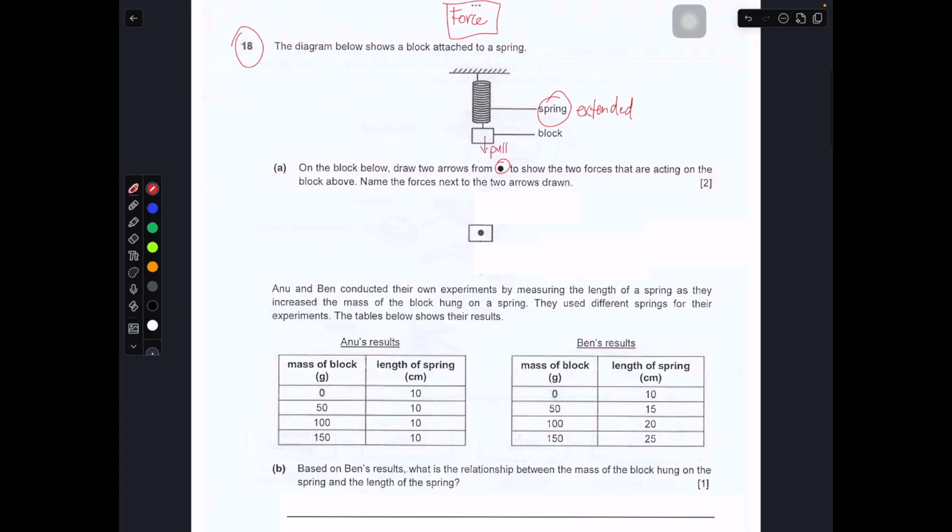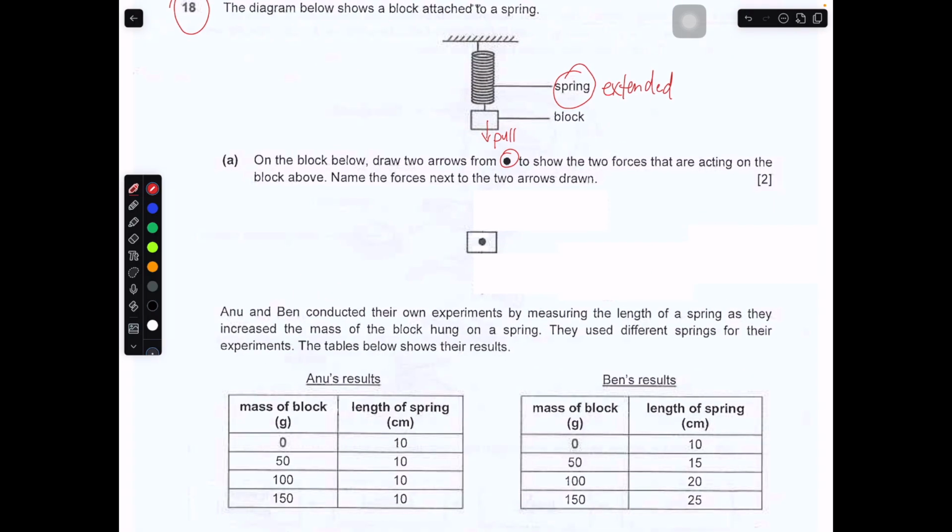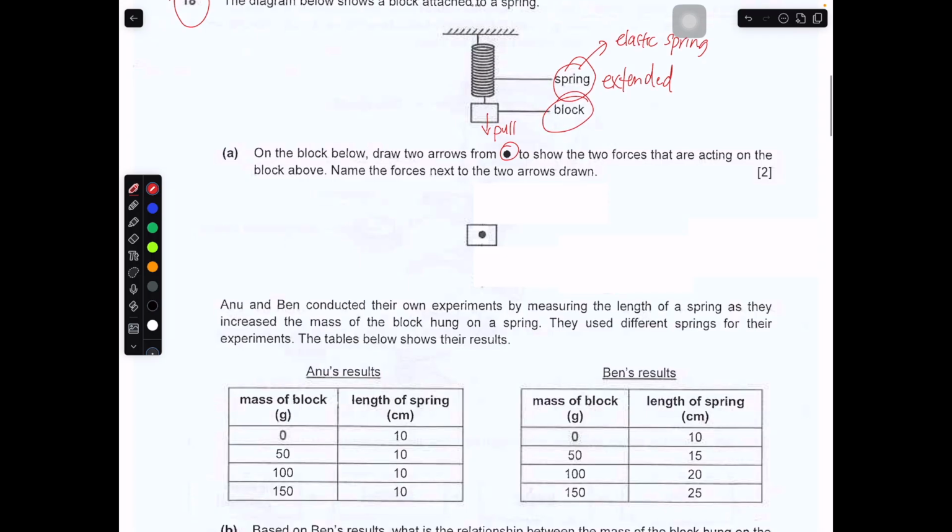So for this, generally there's two forces. The first one will be your elastic spring force. The other force is actually the weight of the block, commonly known as your gravitational force. So over here, the gravitational force is always a downward arrow, pulling it down. So you can write this gravitational force. The other force will be your elastic spring force.